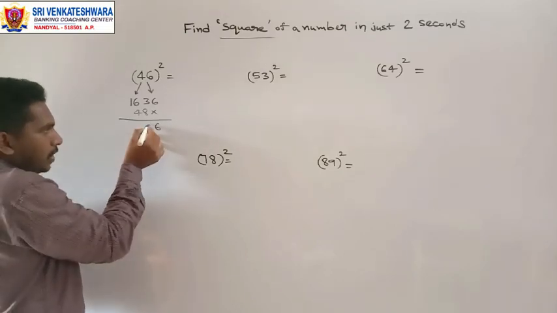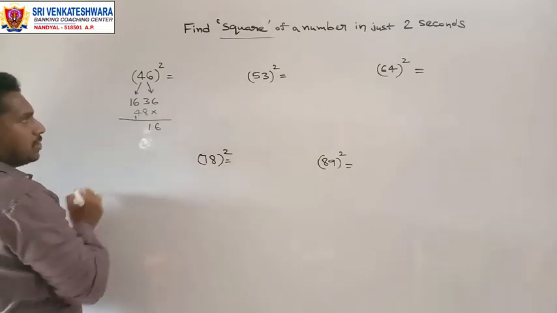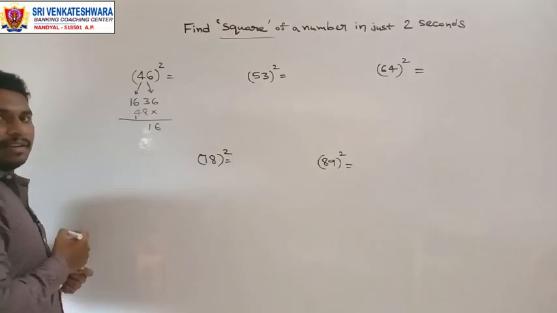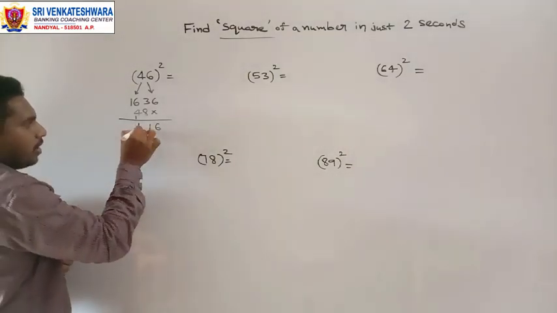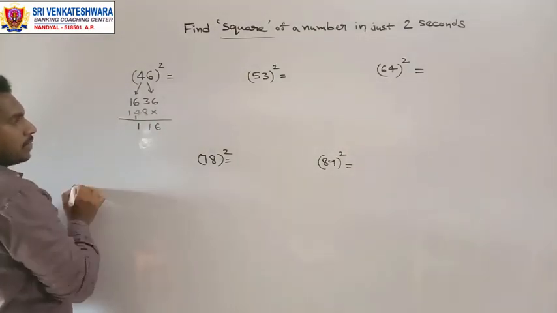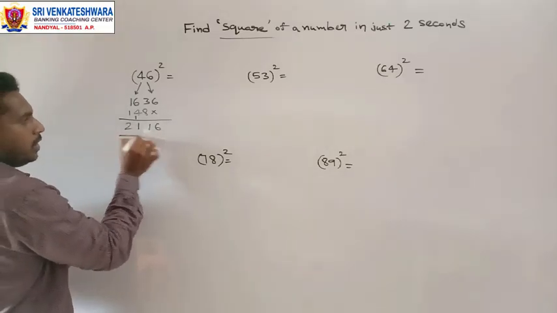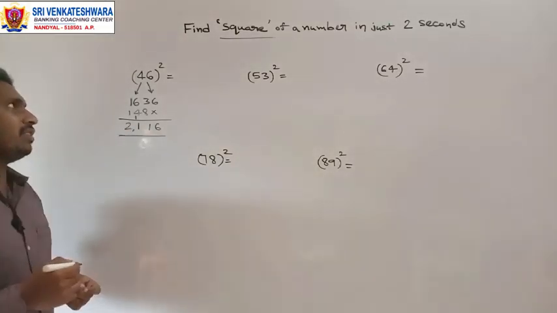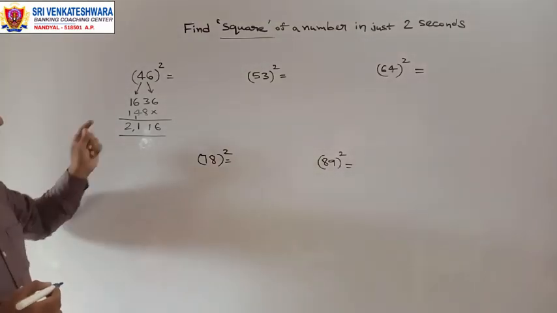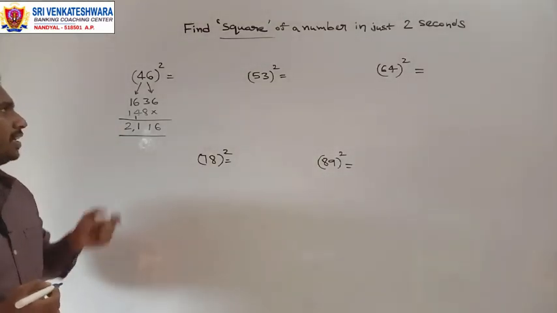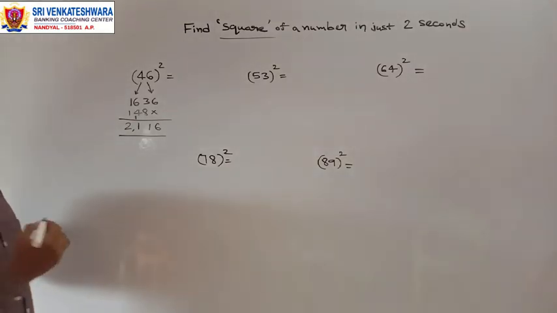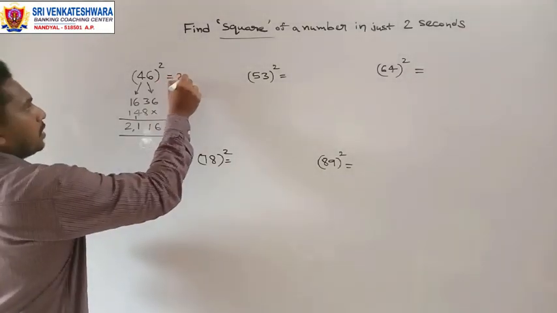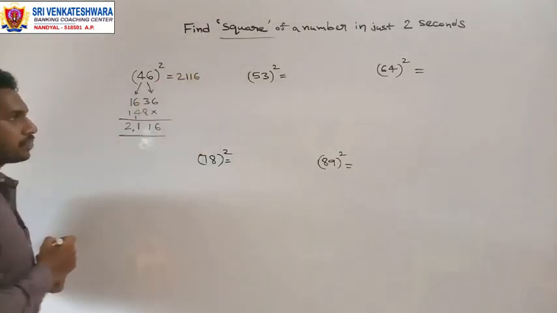So you have to write only 1 here and 1 carries. 6 plus 4 plus 1, 11 again. 1 you have to write here and 1 carries. 1 plus 1, 2. So 2116. 2116 will be the square of 46. This is how simply you can solve this. So this will be 2116.